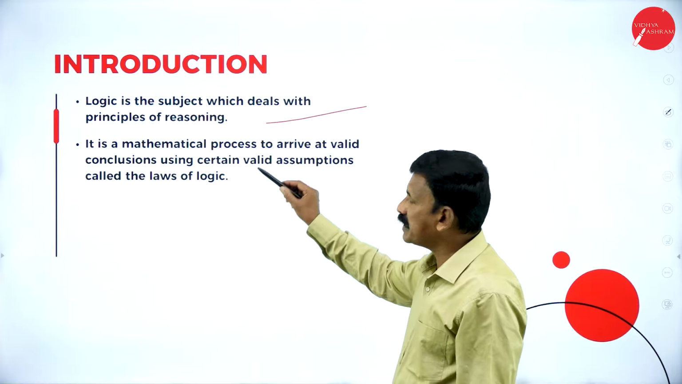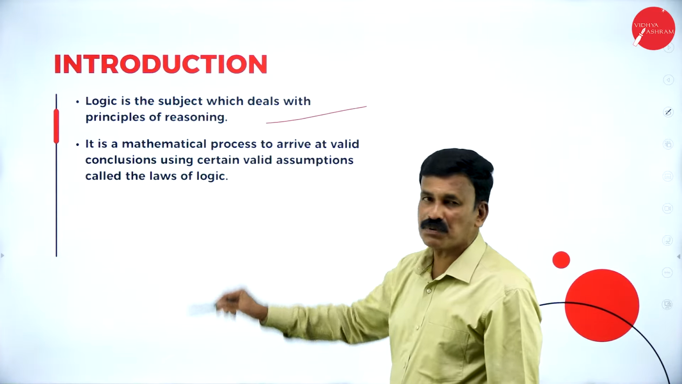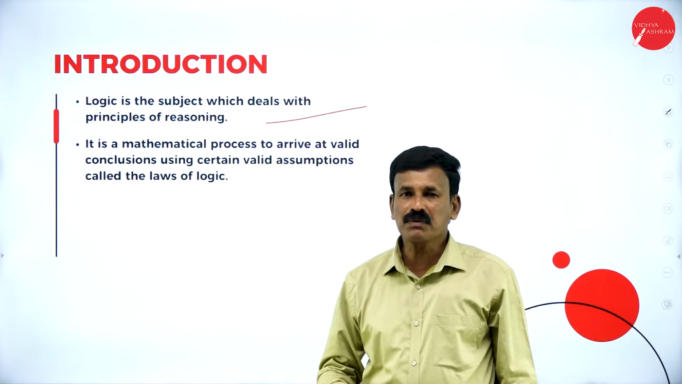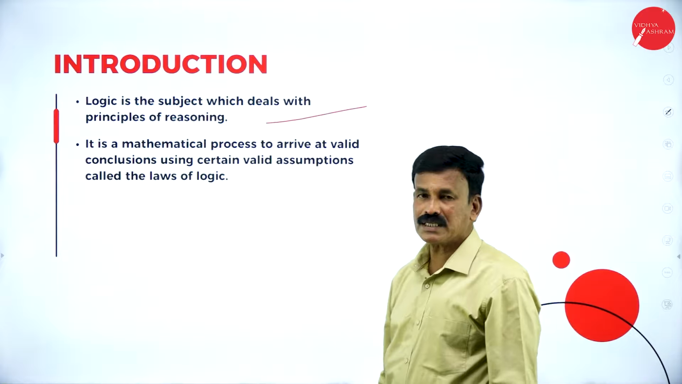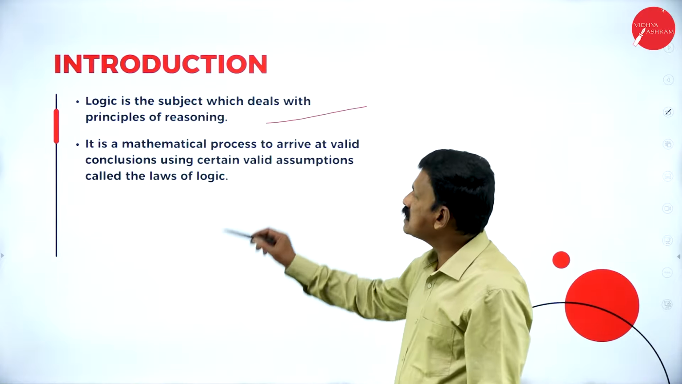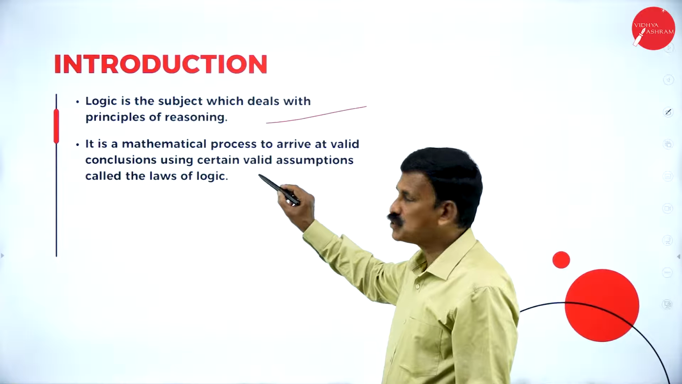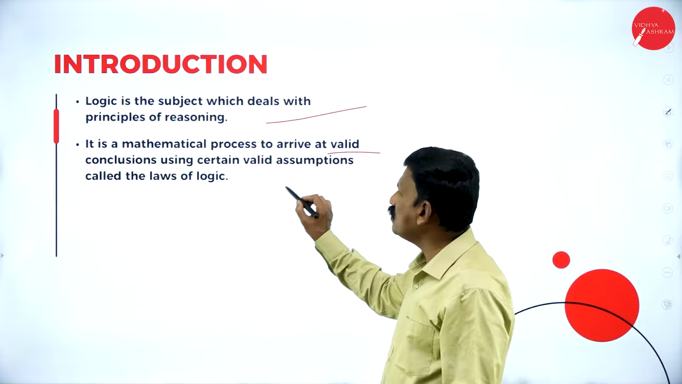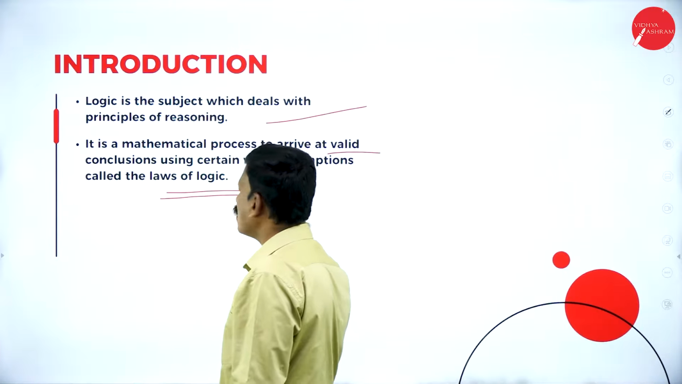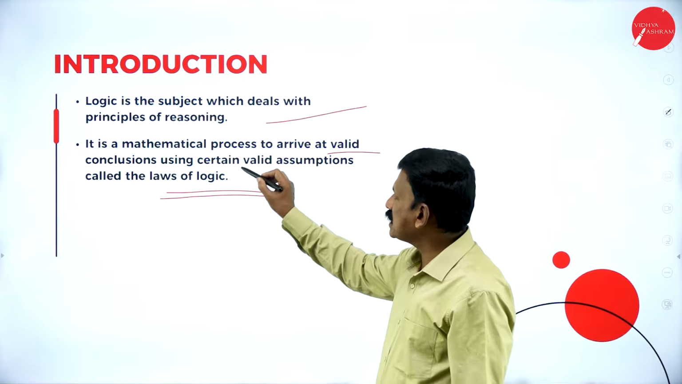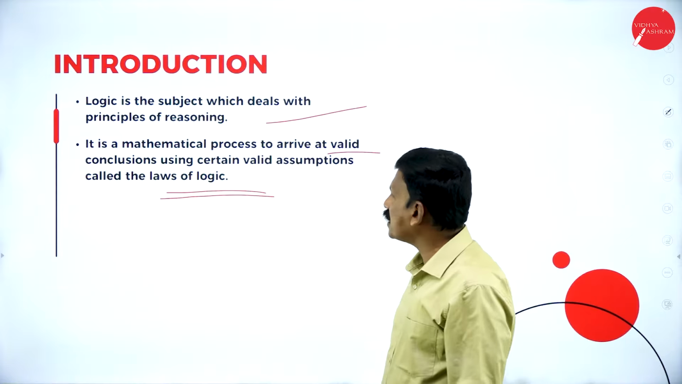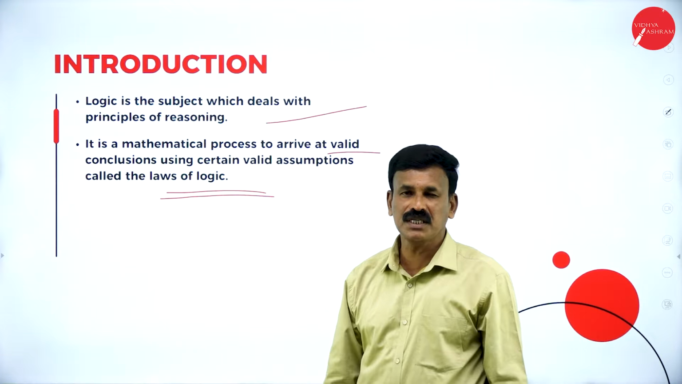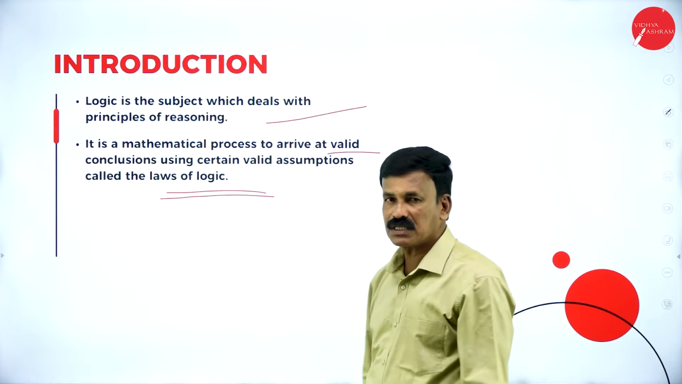Mathematical logic is a subject which deals with the principle of reasoning. The branch which deals with the principle of reasoning is called mathematical logic. It is a mathematical process to arrive at valid conclusions using certain valid assumptions. They are called the laws of logic. So, it is a mathematical process to arrive at valid conclusions using certain valid assumptions, and they are called the laws of mathematical logic.